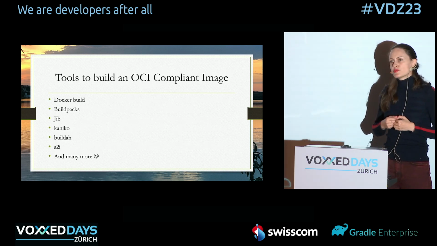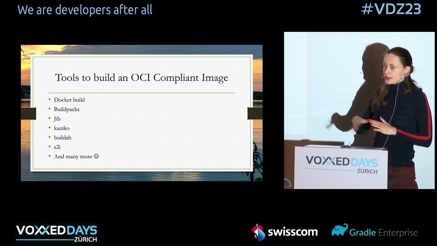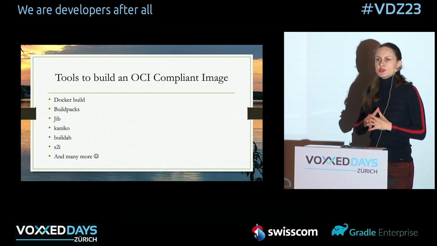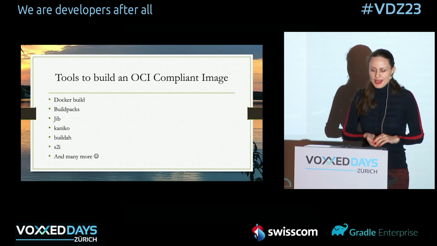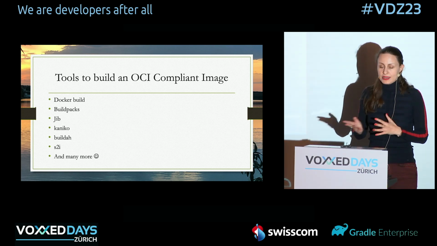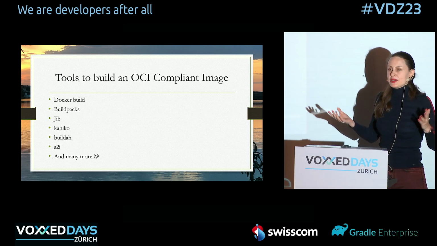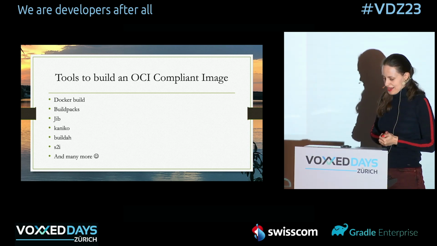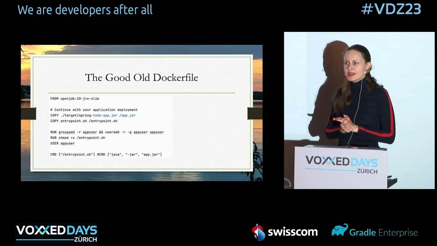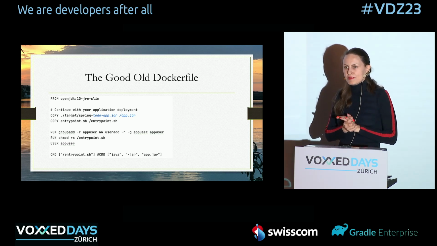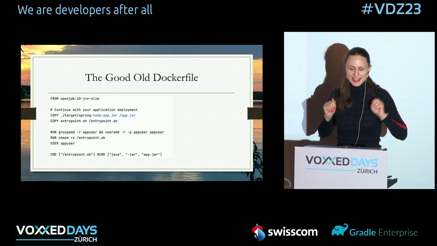Now, to start, we probably are aware of a lot of tools to build OCI-compliant images, and probably a lot of us started with Docker build. What you have here is just what I used, because on the market there are about ten tools available to build OCI-compliant images. This is what I've used so far: Buildpacks, Jib, Kaniko, Buildah, S2I, and of course there are many more available to make a container image nowadays. But I guess you all started with a good old Dockerfile. Can you please raise your hand if you have written or ever touched a Dockerfile? Good. That's good.